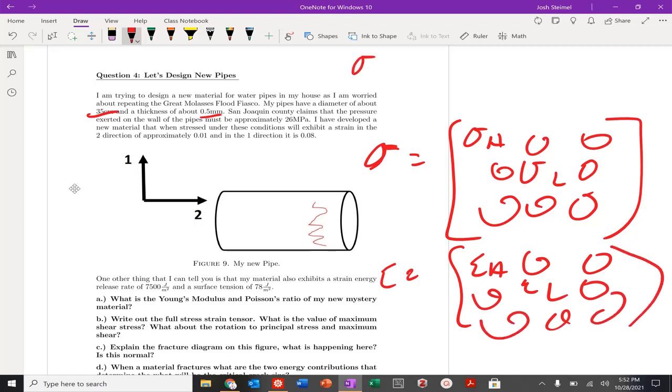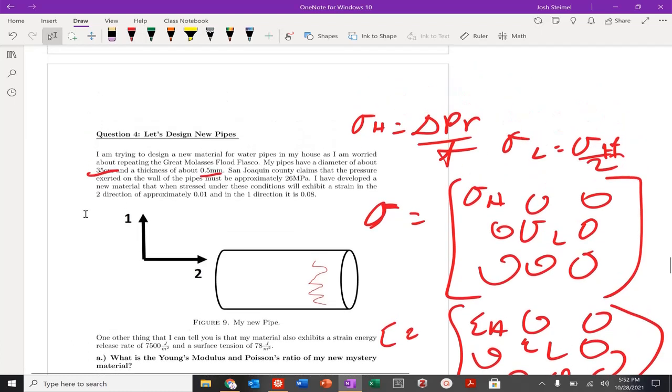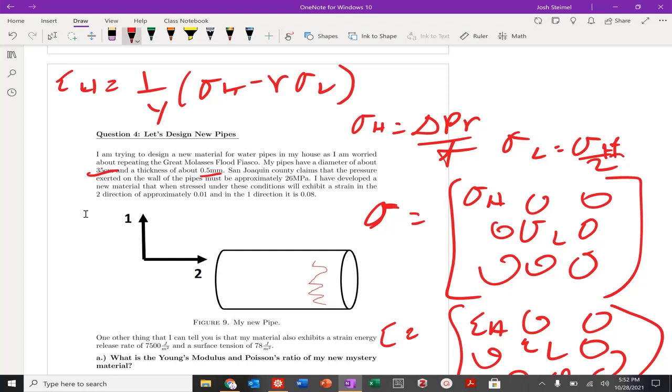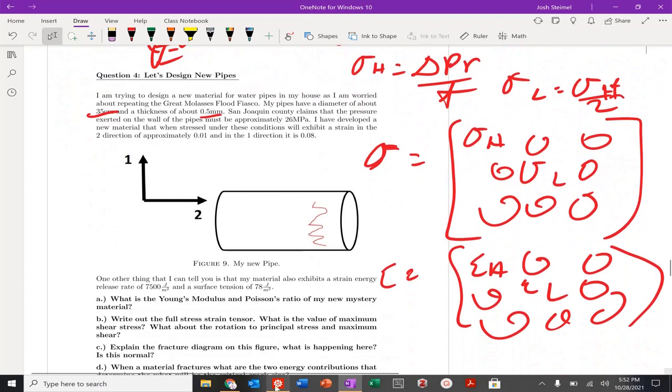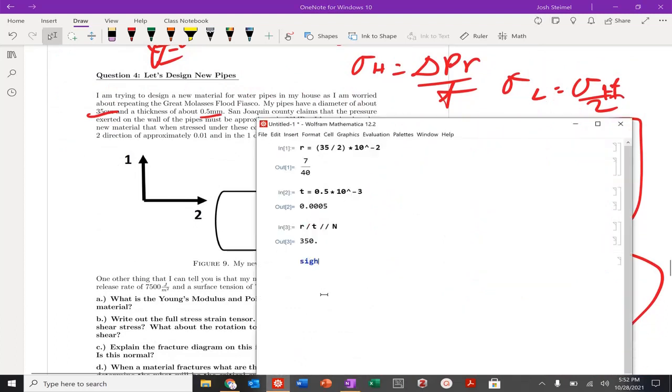And so I know that my sigma H is equal to delta P R over T. My sigma L is equal to sigma H divided by 2. And then I know that my epsilon sub H is equal to 1 over Y times sigma H minus nu sigma L, where Y is my E, essentially. My epsilon L is equal to 1 over E times sigma L minus nu sigma H. So I can go ahead and start setting up those equations. So sigma H equals delta P times R divided by T. Sigma L equals sigma H divided by 2.